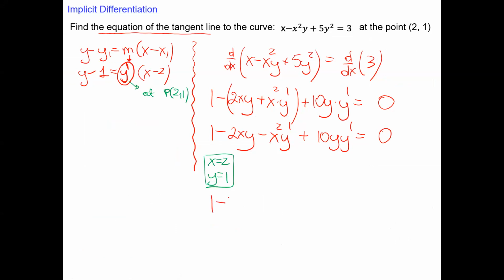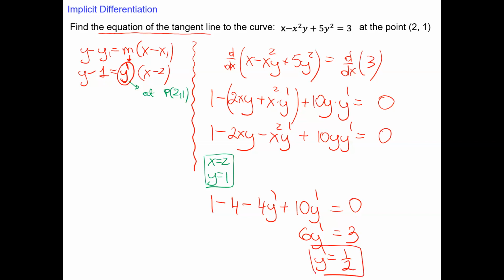Okay, we have 1 minus 2 times 2 times 1, 4. 2 squared is 4, y prime. 10 times 1, 10. We do have 6 y prime, negative. Am I right? This is 6. 1 minus 4 is negative 3. Adding 3 to both sides, that means y prime is 3 over 6, 1/2. We can see it a little bit faster. Okay, 1/2.